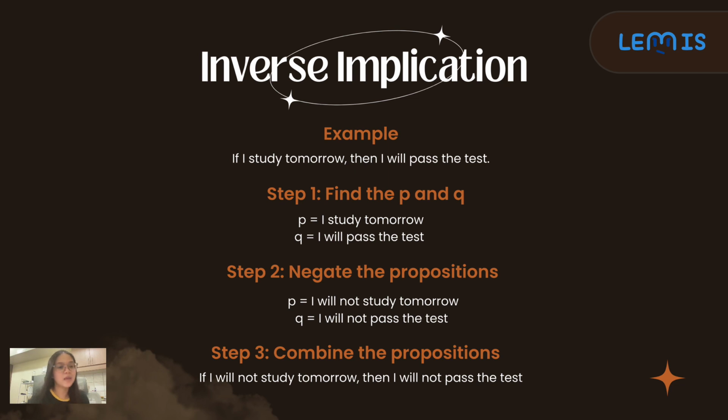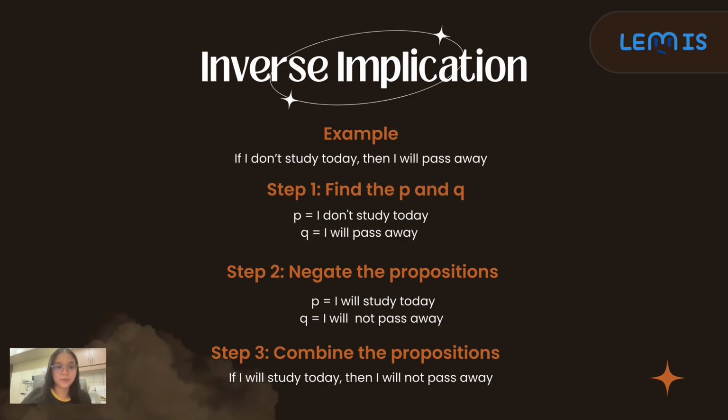the test. Now, keep in mind that in inverse implication or in any implication that we will be talking about later on in converse and contrapositive, it is not really necessary that we have the word not, because we sometimes simply have to negate it. For example, not pass. It could also be fail the test, because that's also the negative or the negation of the pass. We have another example here.